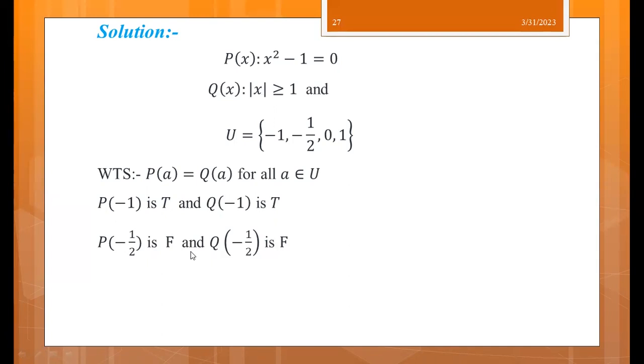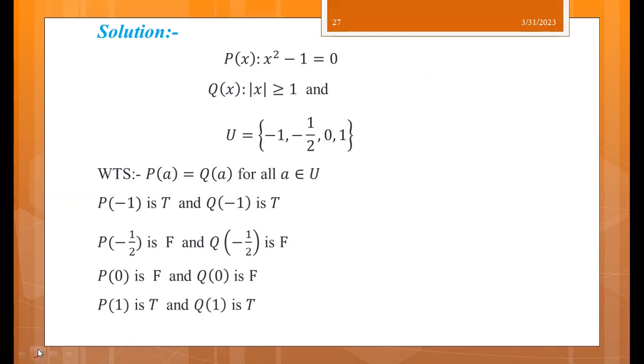Similarly, if you take the third element of the universal set, that's 0, P of 0 is false, Q of 0 is also false, so they are identical. And lastly, if you take 1, P of 1 is true, Q of 1 is also true.